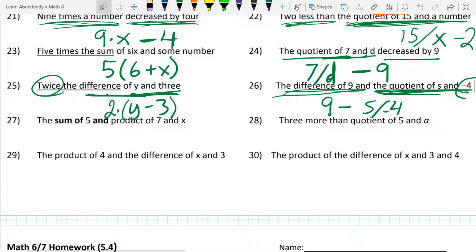Next, we have the sum of 5 and the product of 7 and x. So we have to do the sum of 5. And what are we adding 5 to? It doesn't tell us. It tells us we're adding 5 to the product. So we need to multiply two things together. 7 times x.